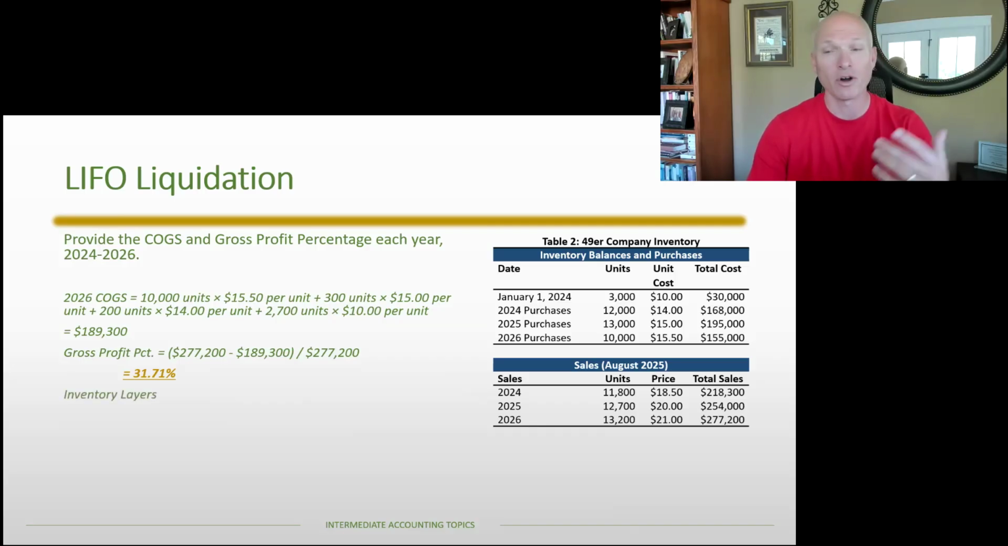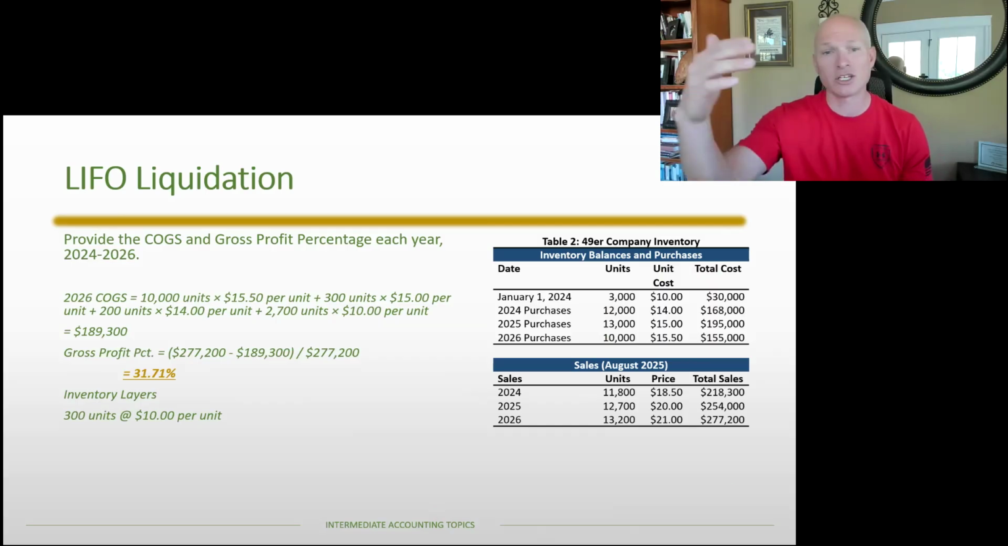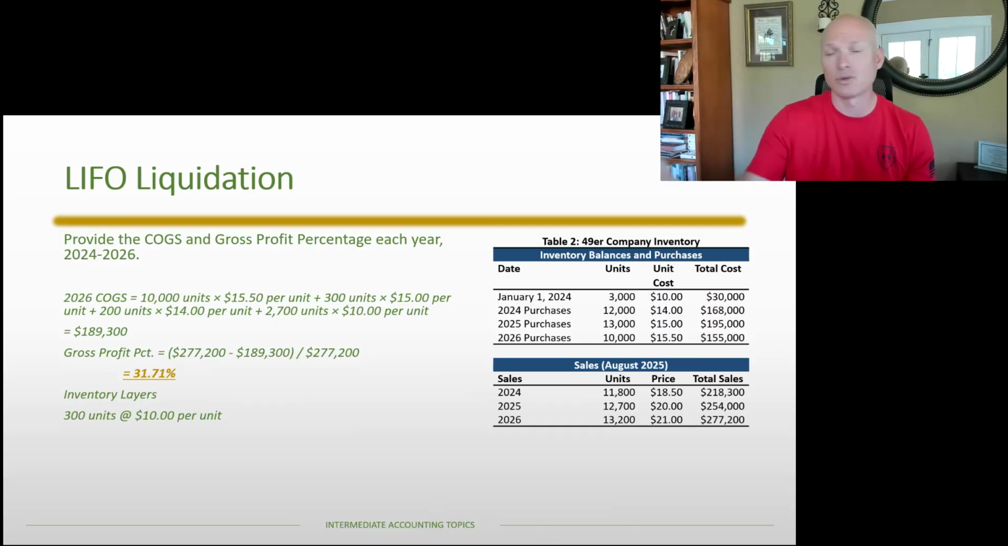And so after all is said and done, we're really short on inventory. There's only 300 units left. It's still at $10 a unit, but basically now next year in 2027, we're going to start new layers. But just be aware that, again, the impact of that LIFO liquidation can be quite substantial. And hopefully this helped you understand that a little bit more.